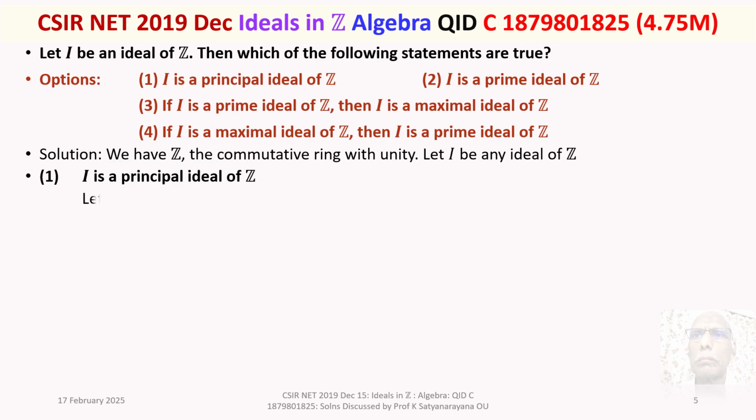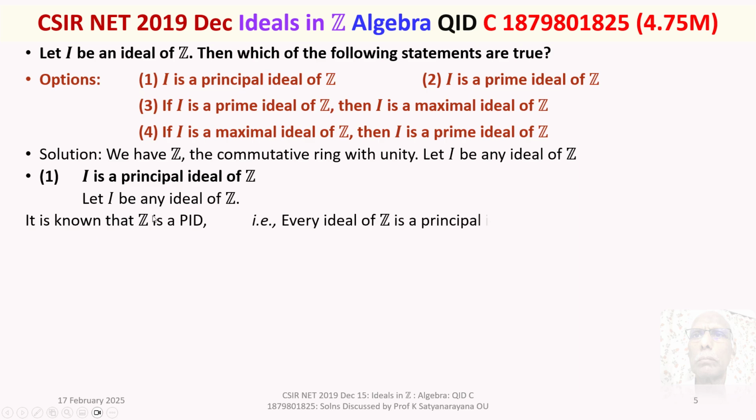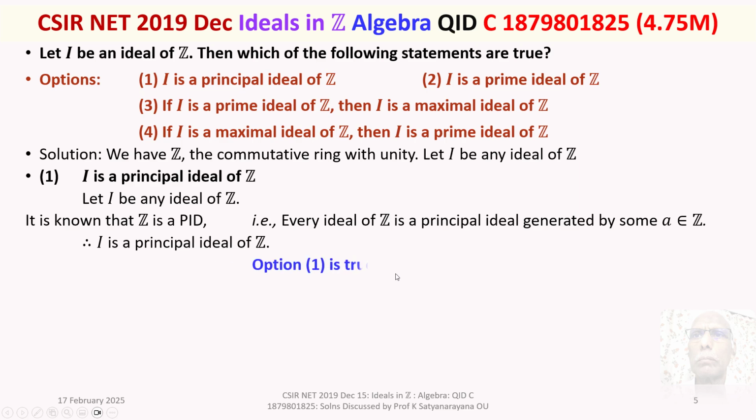That is true. Now, let I be any ideal of Z. It is known that Z, plus and dot, the commutative ring with unity, is a PID, principal ideal domain. That is, every ideal of Z is a principal ideal generated by some element a belonging to Z. Thus, I is a principal ideal. Right. So our option 1 is true.